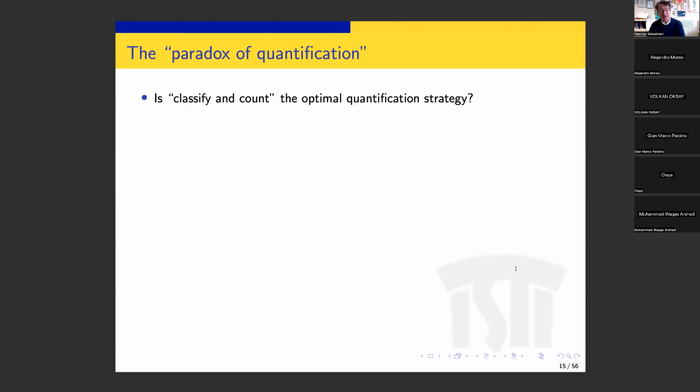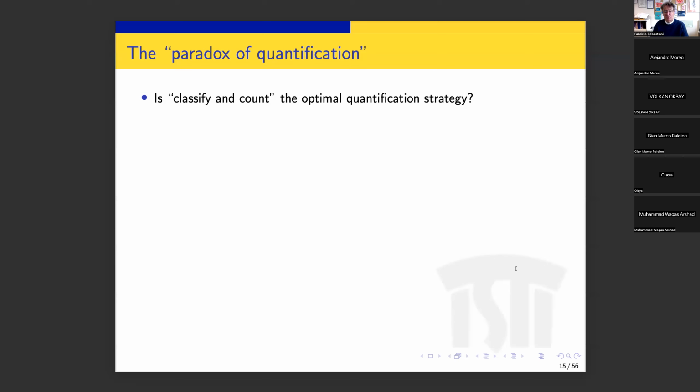So let's speak of classify and count. Classify and count is, let's say, the trivial algorithm for doing quantification. It consists of classifying all the items in the sample, and then counting the number of items that have been assigned to each class, and then dividing by the total number of items in order to compute the relative frequency. So this is the classify and count algorithm.